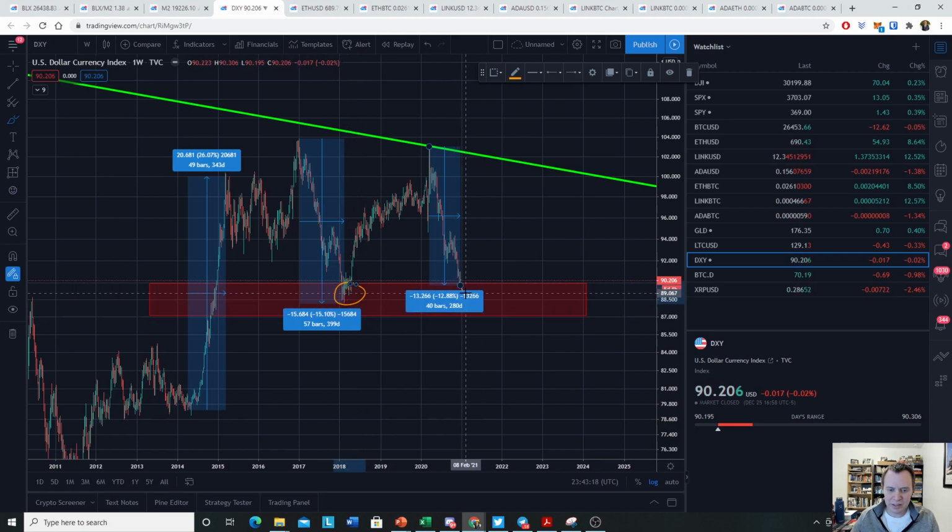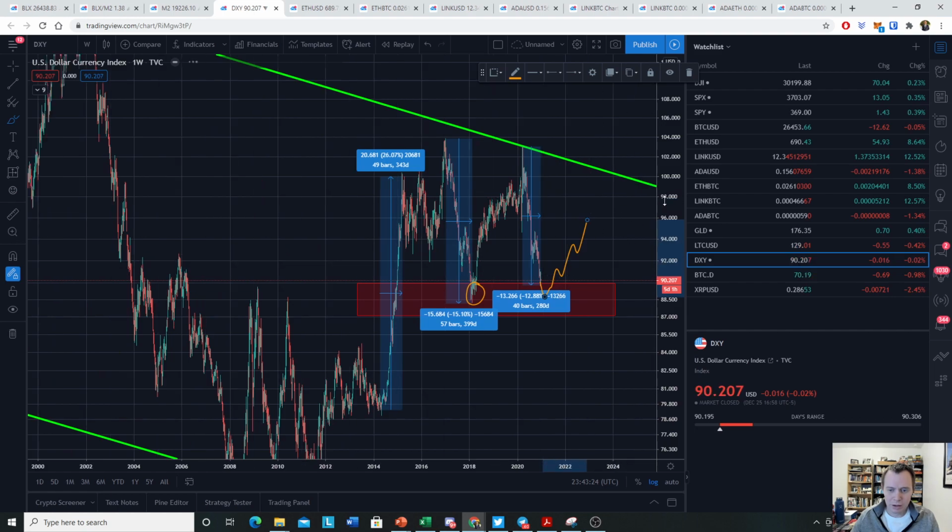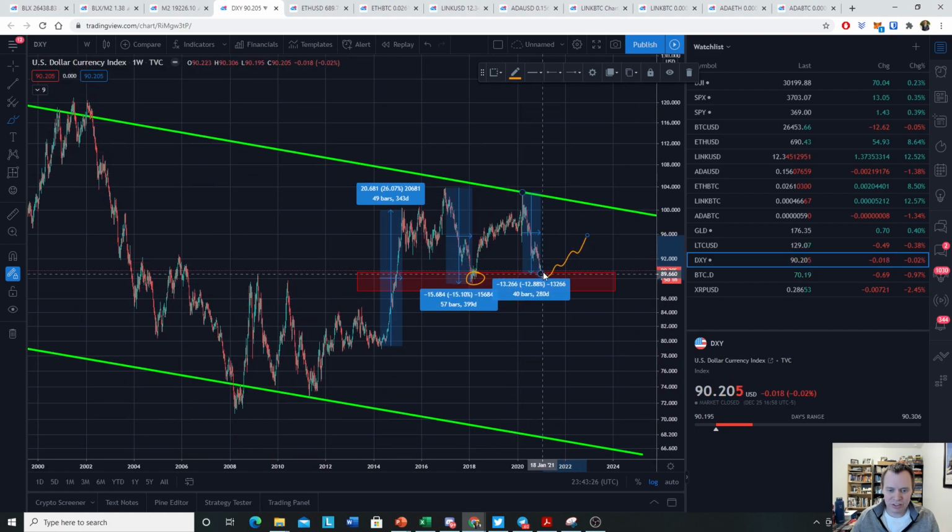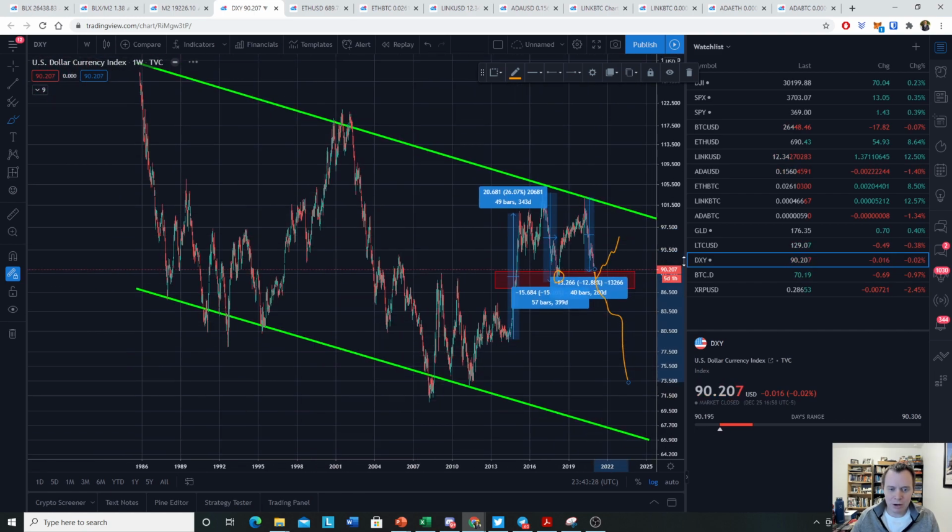So the question, of course, is will the dollar turn around in this region like it did in January of 2018? Will we repeat January of 2021? Will it come back up? Or is the devaluation just getting started, and are we going to come all the way back down?